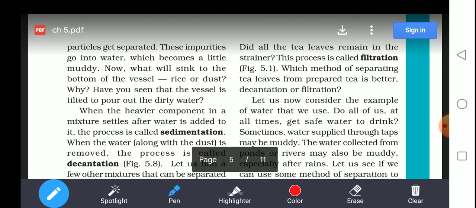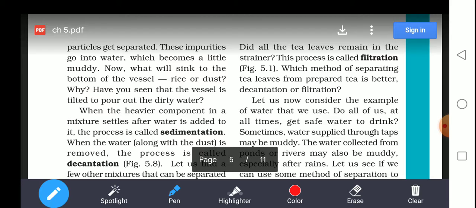So let us now consider the example of water that we use. Do all of us at all times get safe water to drink? Sometimes water supplied through taps may be muddy. The water collected from ponds or rivers may also be muddy. For example, if you take pond water, that will be muddy water. You cannot separate it by sedimentation or decantation, but we can separate it with the help of filtration.